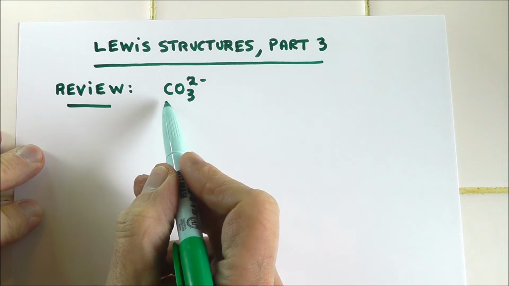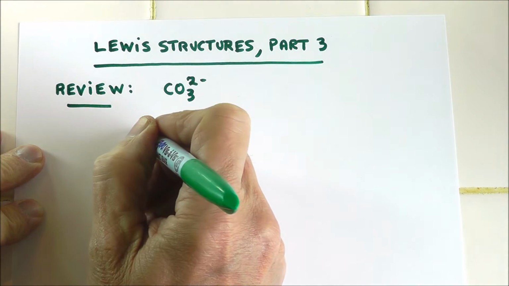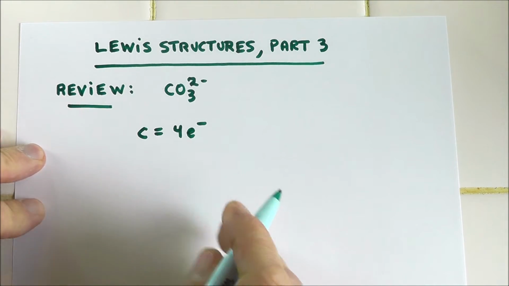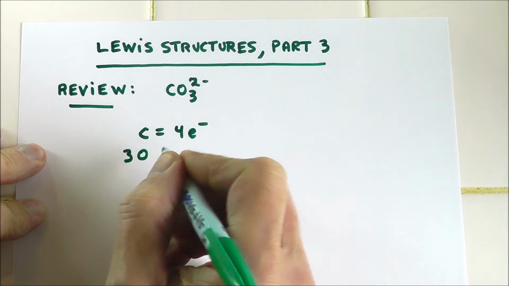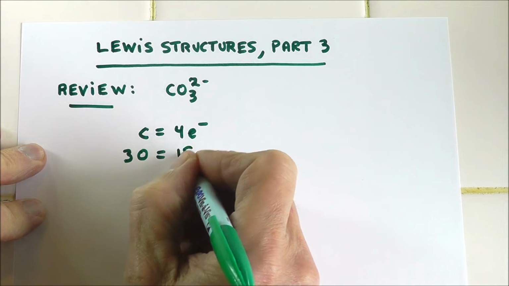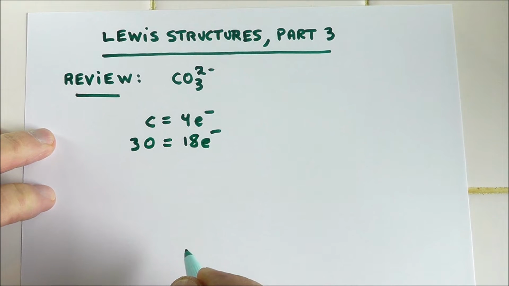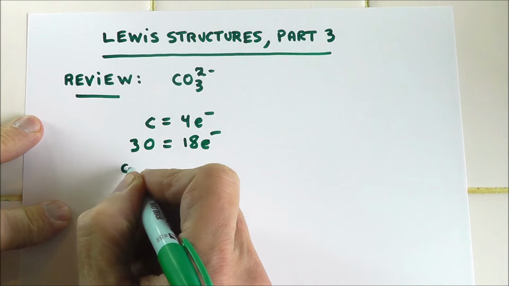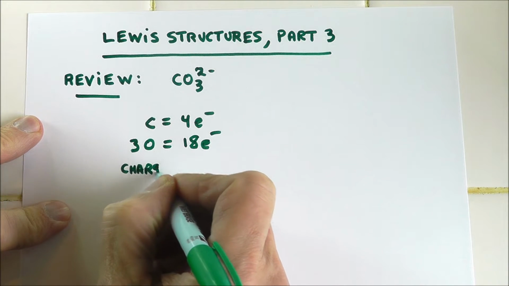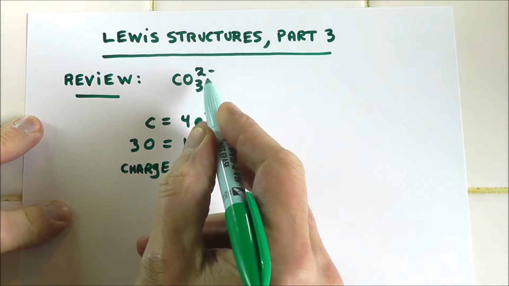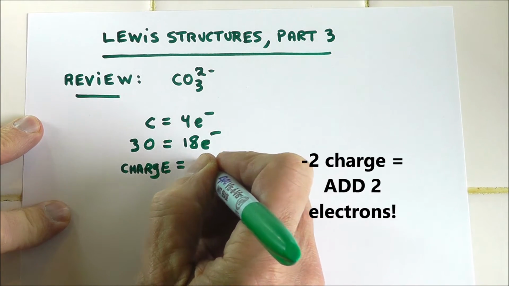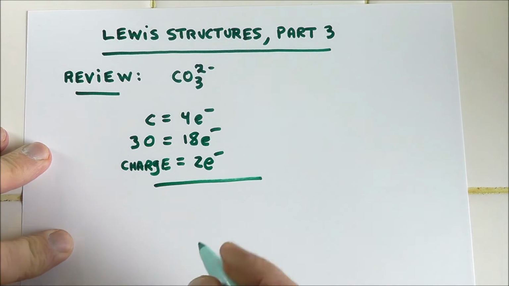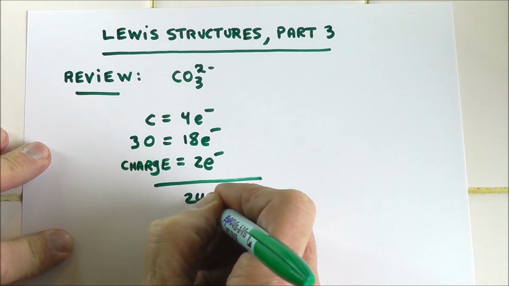Who's going to go in the center? Carbon. It's got the smallest electronegativity. Add up valence electrons. 4 valence electrons for the 1 carbon. We've got 3 oxygens at 6 each, 18 electrons. Things are looking pretty good. We got an even number of electrons. Don't forget this: charge. We got a -2 charge. That means you add 2 electrons. So we're playing with a total of 24 electrons here.